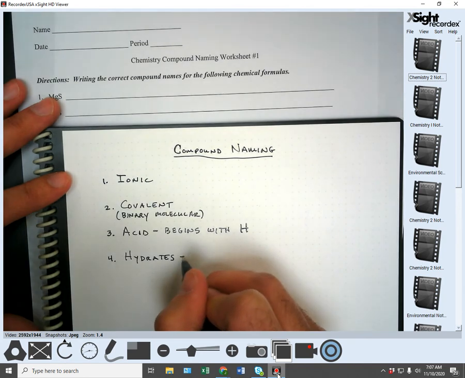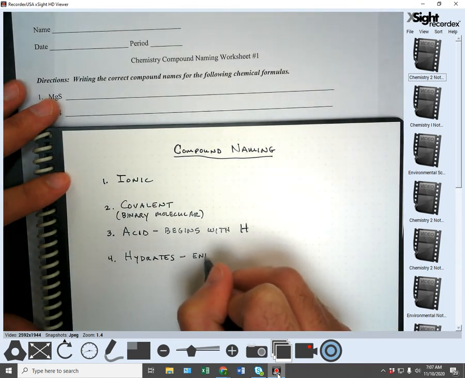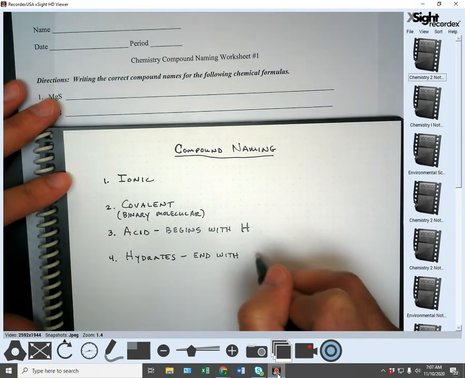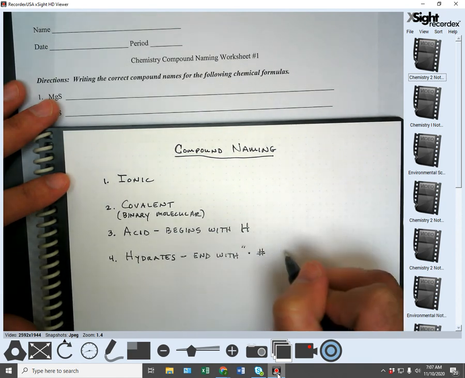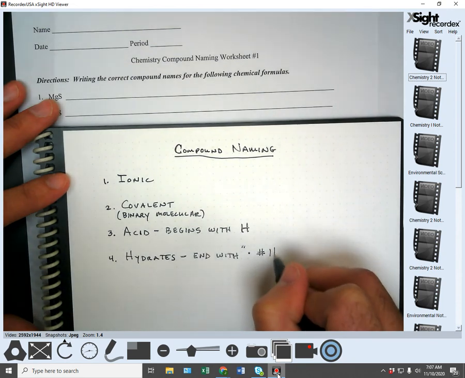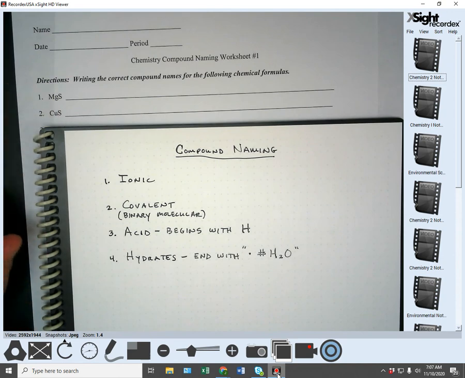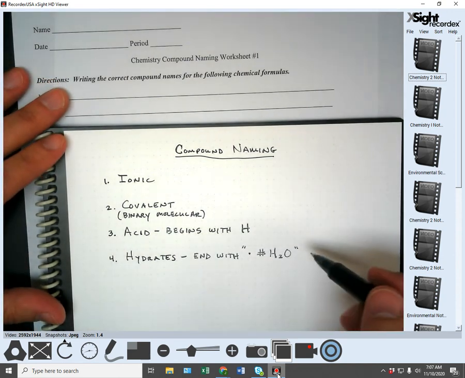The hydrates are also pretty easy to identify. These will end with a dot, a number, and then H2O. They'll have that at the end of the formula. Okay, so those two are pretty easy.